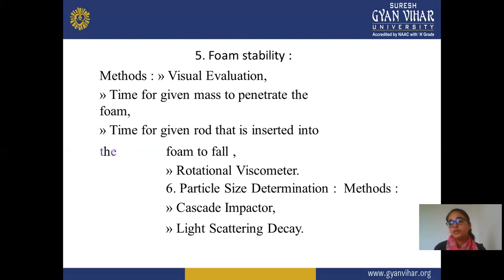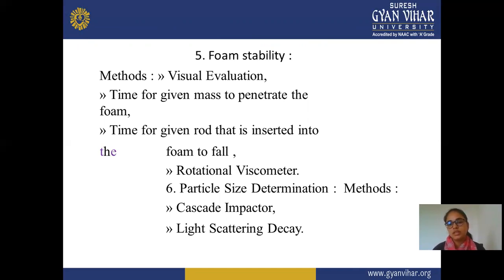The next test is for particle size determination. In your aerosol, there may be some formulation present, and this formulation has some particle size, or depending on the different formulation, it has a different particle size. So we are checking whether that particle size is uniform or not, or whether it is small size or large size. According to different particle sizes, we use different methods, maybe cascade impactor or light scattering decay. These are the two methods used for particle size determination.